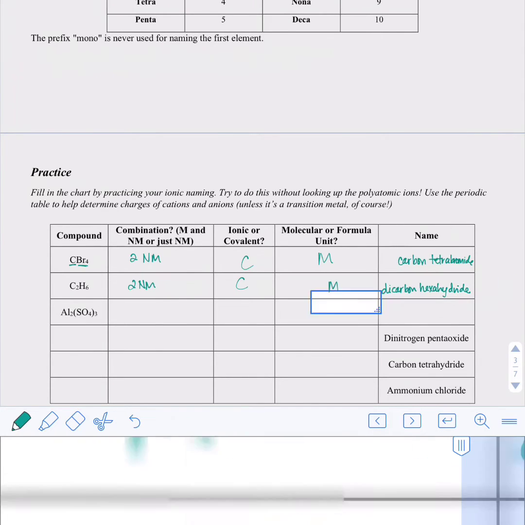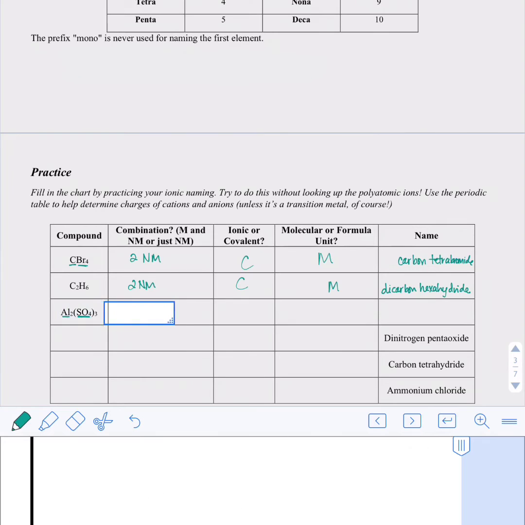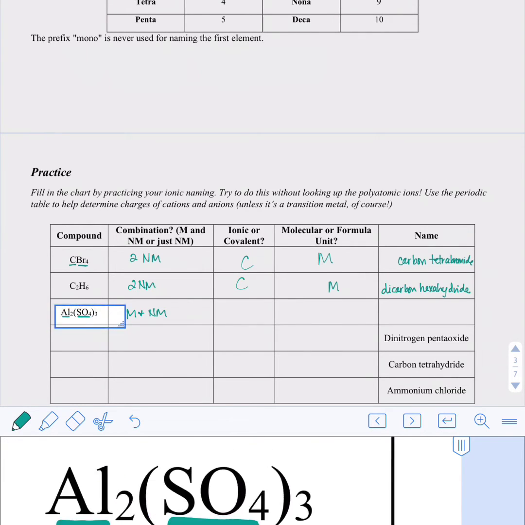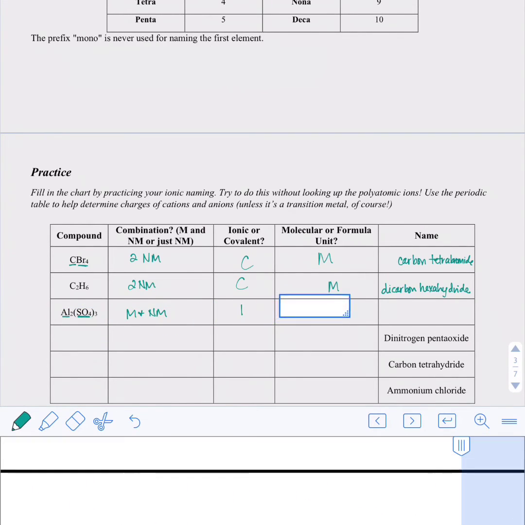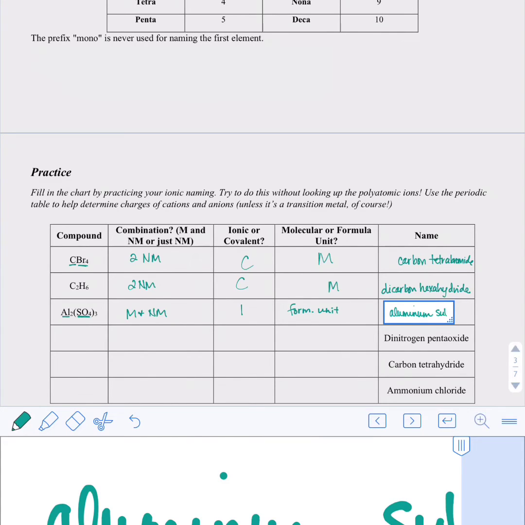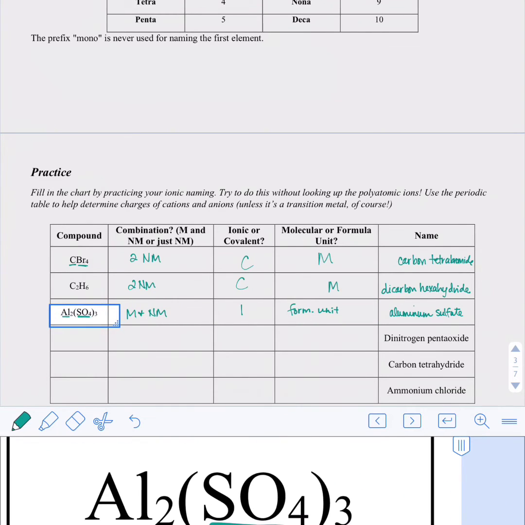Okay. And this last one, notice how we have a polyatomic ion. But this polyatomic ion is composed of nonmetals, and aluminum is a metal. So this is a metal and nonmetal. And you can go ahead and assume that polyatomic ions make ionic compounds. This is ionic, so it's a formula unit. And this is aluminum sulfate. Okay, one of those polyatomic ions you're just going to memorize.